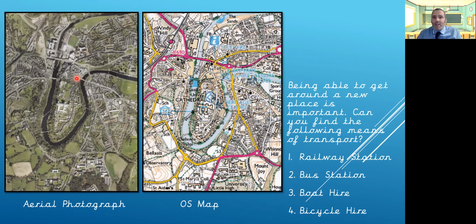So being able to get around a new place is important. Can you find the following means of transport? So we're looking for a railway station, a bus station, boat hire, and bicycle hire. So pause the video here, take your time, go through the map really carefully because this is a really busy map, so you might need a bit of extra time. Pause now.